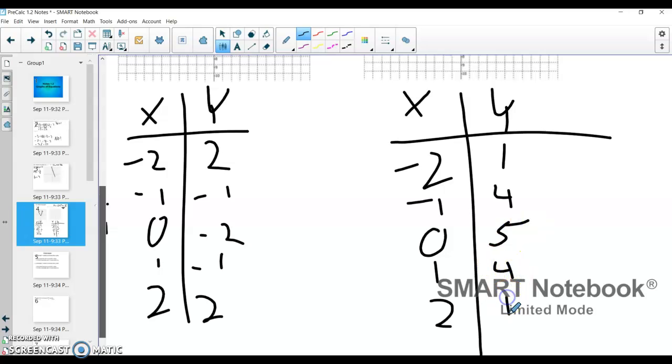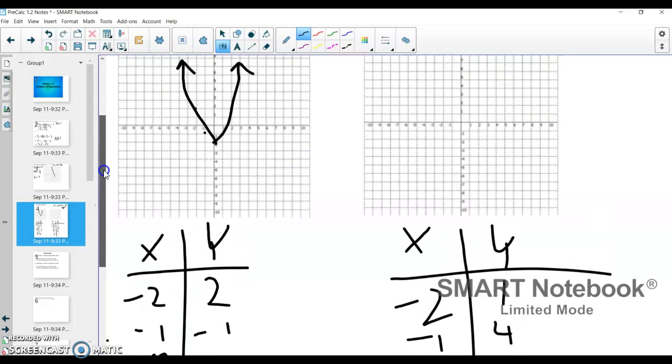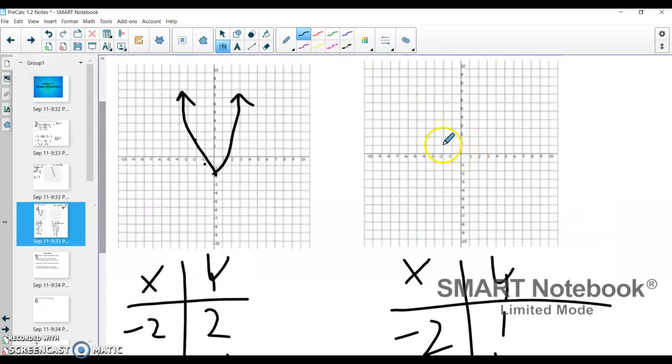Symmetry tells me that it's going to be the same on the other side. And so I can plot those points. Negative 2, 1. Negative 1, 4. 0, 5. And then the symmetry. And my parabola this time is going downward.